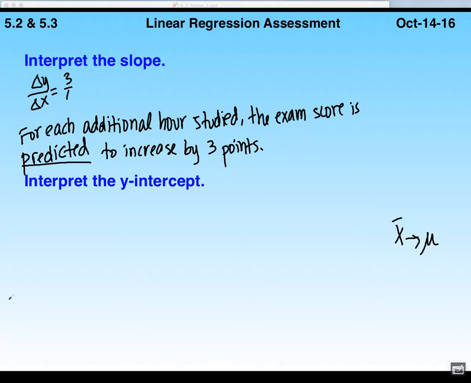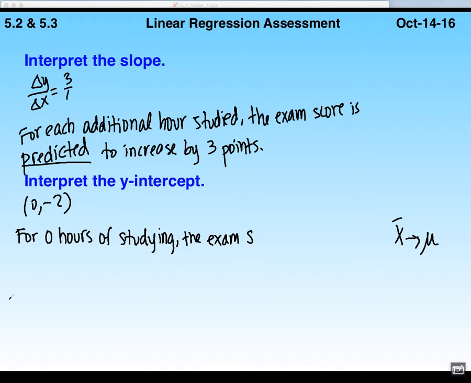Y-intercept is the value of y when x is 0. So ours, I think, was 0, -2. So for 0 hours of studying, the exam score is predicted to be -2. Again, you have to say predicted.